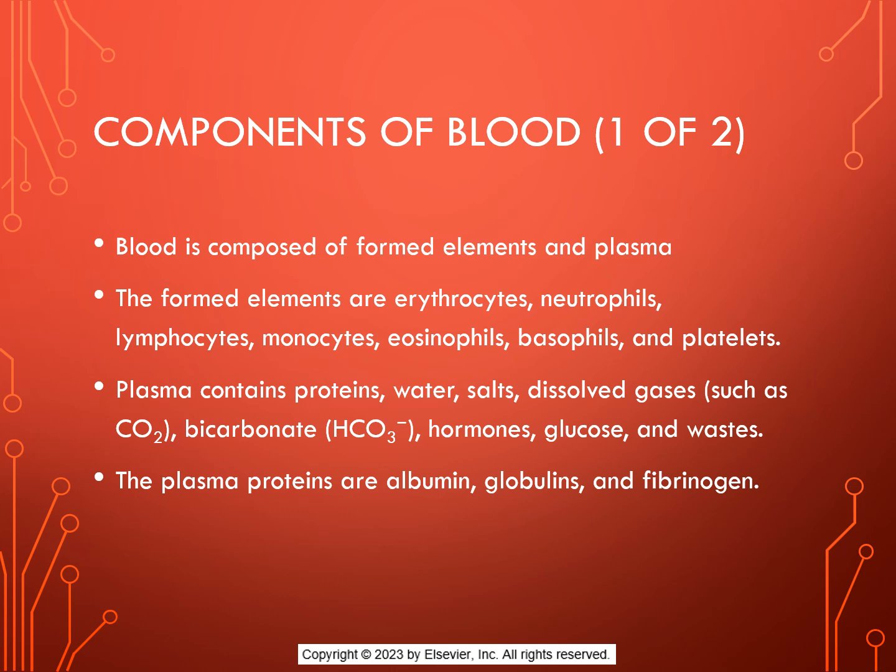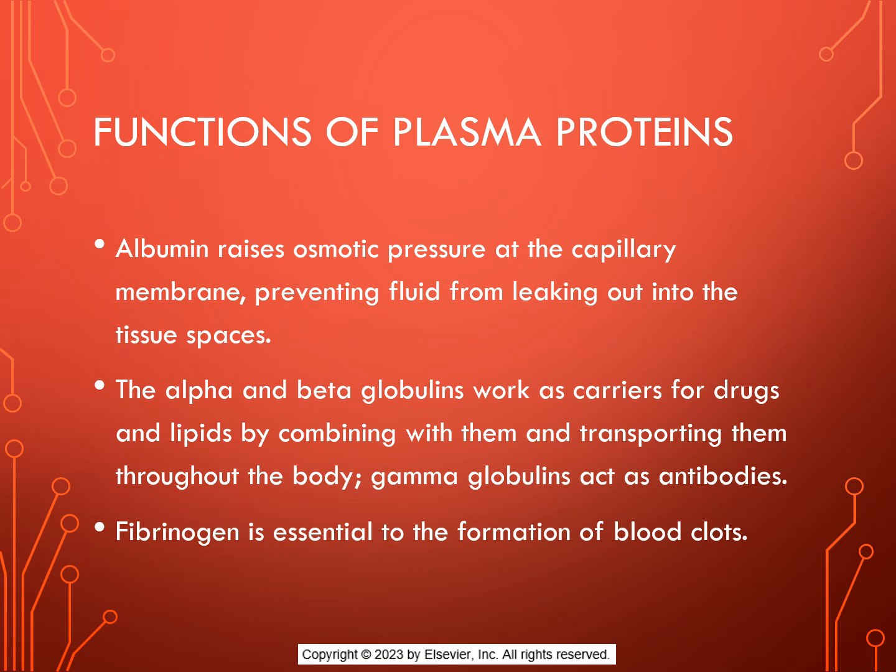Blood is composed of formed elements and plasma. The formed elements are erythrocytes, neutrophils, lymphocytes, monocytes, eosinophils, basophils, and platelets. The plasma proteins are albumin, globulins, and fibrinogen. Albumin raises osmotic pressure at the capillary membrane, preventing fluid from leaking into tissue spaces. Fibrinogen is essential to the formation of blood clots.